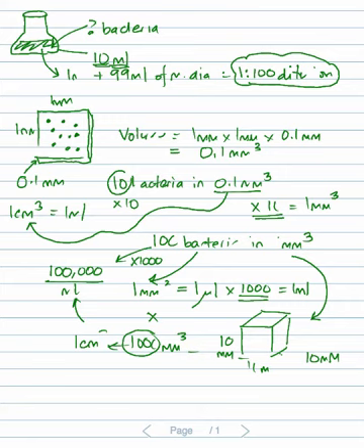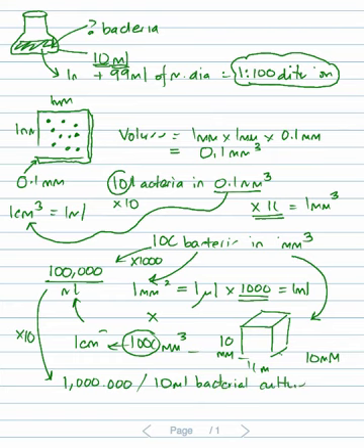That's per milliliter, but we want to know how many we have in 10 milliliters. So all we're going to do is multiply our 100,000 by 10, and so that's going to be 1 million bacteria per 10 milliliters of the culture.